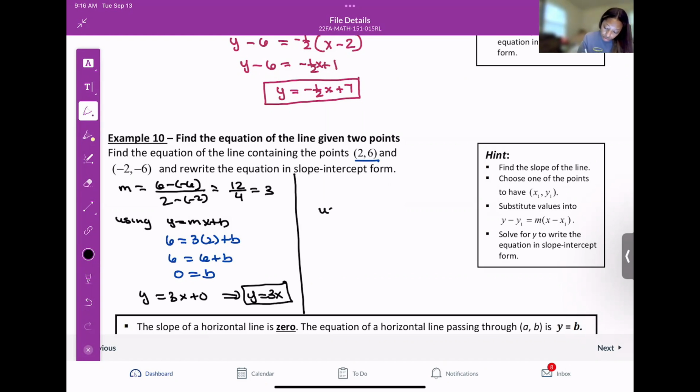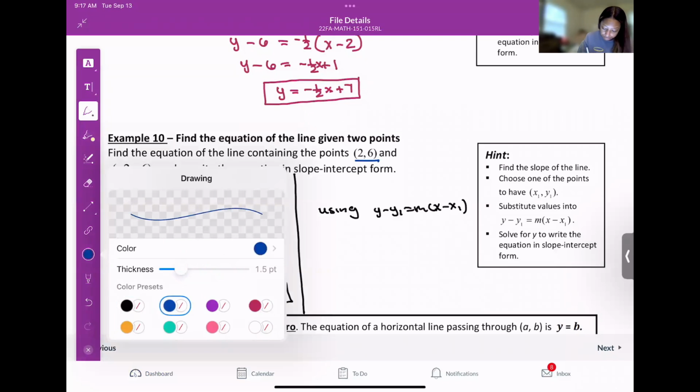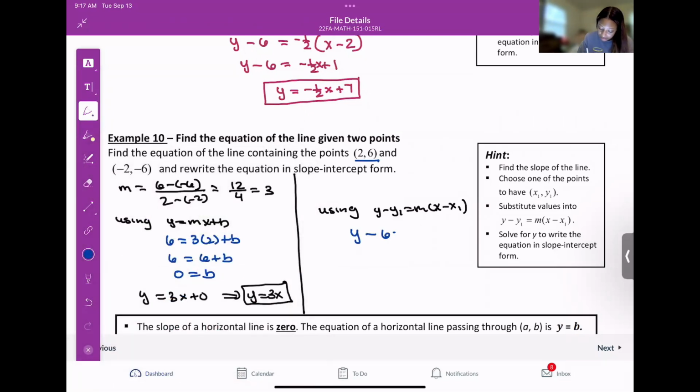We can also do this using point-slope. y minus y1 equals m times x minus x1. It works out similarly. We're going to plug in the 2 and 6 for x1 and y1. That would give us y minus 6 equals, what was the slope? 3 times x minus 2. And then solve for y. y minus 6 equals 3x minus 6. And if we add 6 to both sides, we get y equals 3x.